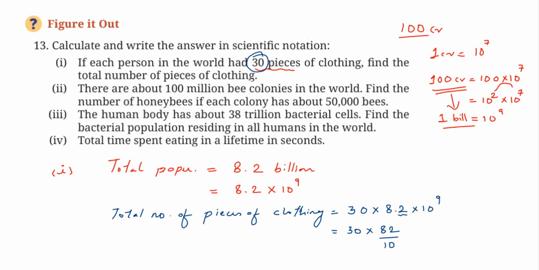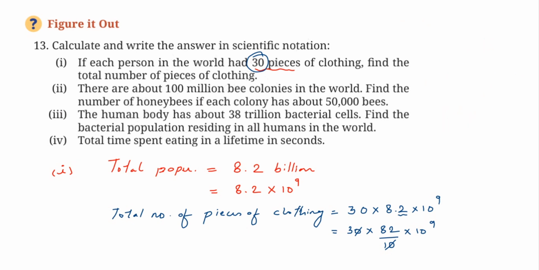You have to just count how many digits are there after the decimal point, and in the denominator you will write 1 and that many zeros. If there are 2 digits after the decimal point, you will write 100, 1 along with 2 zeros, times 10 to the power 9. So I will cancel this 0 and this 0. This you have learnt in your lower classes, how to cancel the numbers. You can cancel this in the 10 table, or you can just cancel the zeros. Both are the same. So this is equal to 3 times 82 times 10 to the power 9.